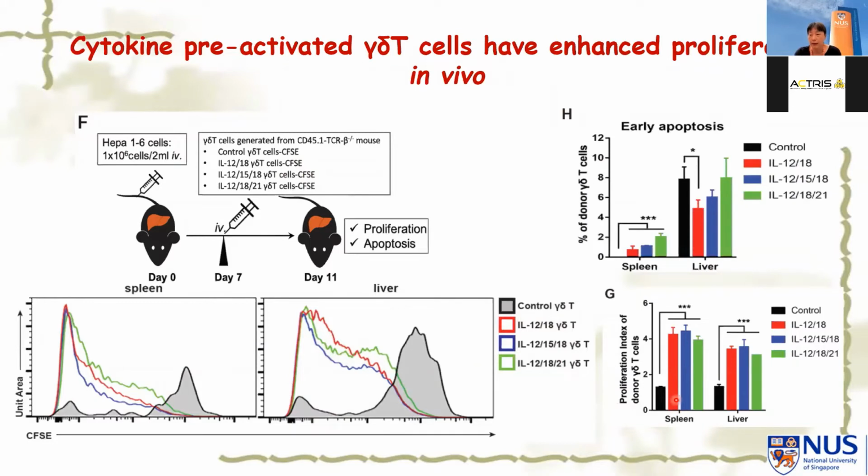Then we worry about their apoptosis. So although they're super active, proliferating, producing a lot of interferon gamma, they're also dying. In the spleen, overall it's less than 2%. Early apoptosis is very minimal. In the liver, there's actually a slight reduction here with the cytokine stimulation. So it's not really that much of an issue here.